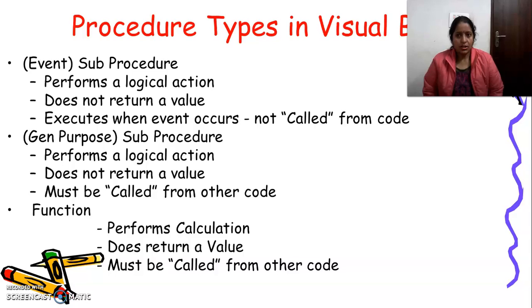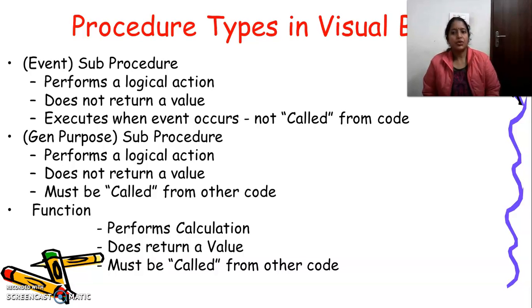It performs a logical action, it does not return a value, and it executes when an event occurs, not called from the code. Up to now, in Visual Basic software in code mode, you have seen event sub-procedures like Private Sub Form_Load and Private Sub Command1_Click. All these are event procedures, and these are executed when an event occurs, like click, double click, key up, key down, and likewise, and not called by coding statements.